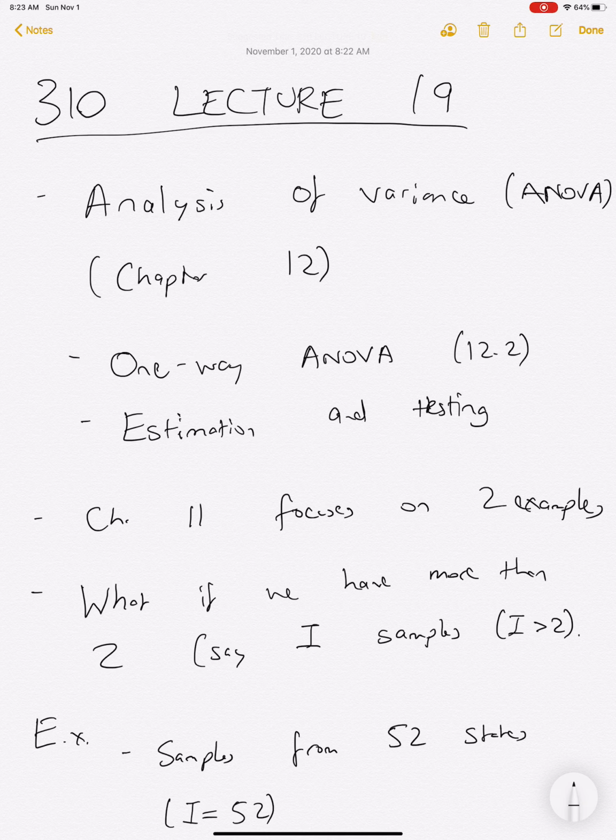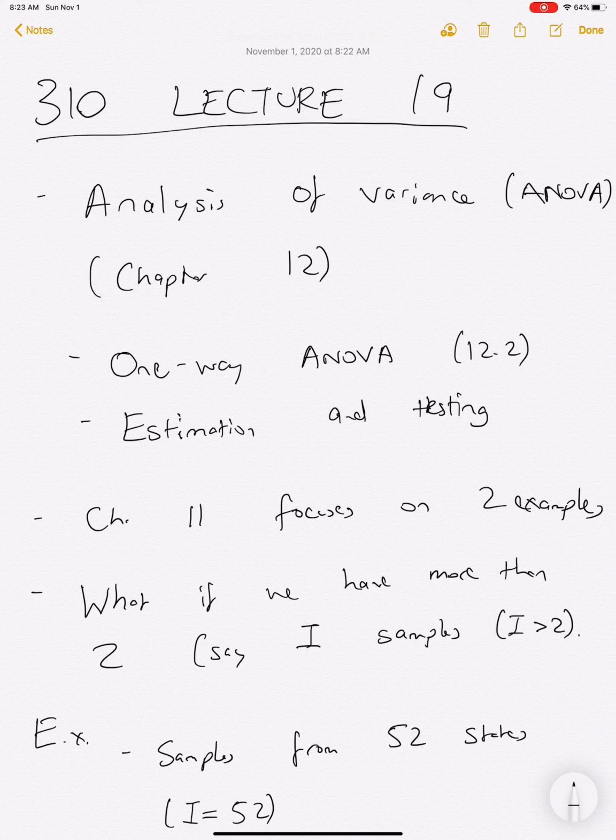we don't always get that scenario. And so in chapter 11, which we covered in lectures 17 and 18, we focused on two samples. So going from one sample to two samples, finding statistics for each of those samples, and then trying to test whether those two samples are significantly different or not.